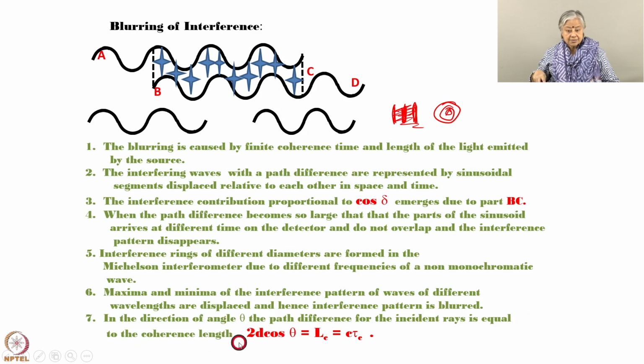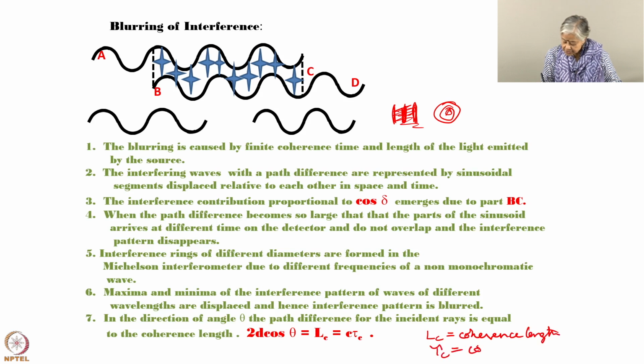Okay. In the direction of angle theta, the path difference in the incident ray is equal to the coherence length. Okay, this I bring in the coherence length. 2d cos theta is equal to the coherence length, and tau c is the coherence time, c is the velocity of light. So, tau c is the coherence time.